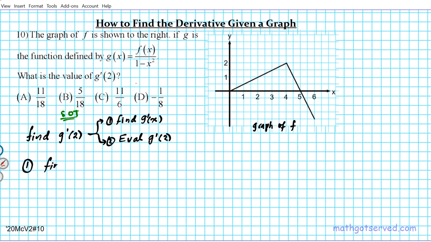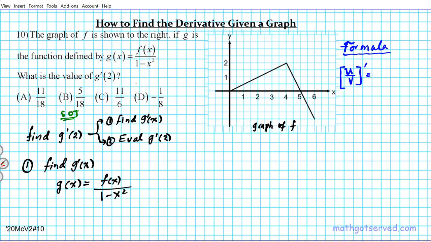So part 1, we want to find g prime of x. So g of x is the quotient of two functions, f of x, which has a graph here, and 1 minus x squared. How do you find the derivative of a quotient? Do you remember your quotient rule? Well, let's go over that again. You need to have that down cold to do well on the exam, okay? So the quotient rule is u over v prime is vu prime minus uv prime over v square.